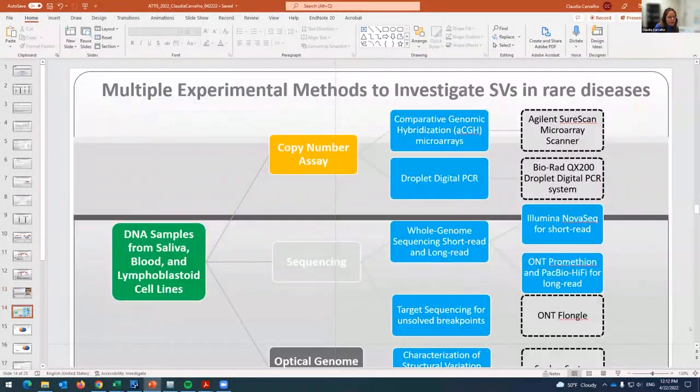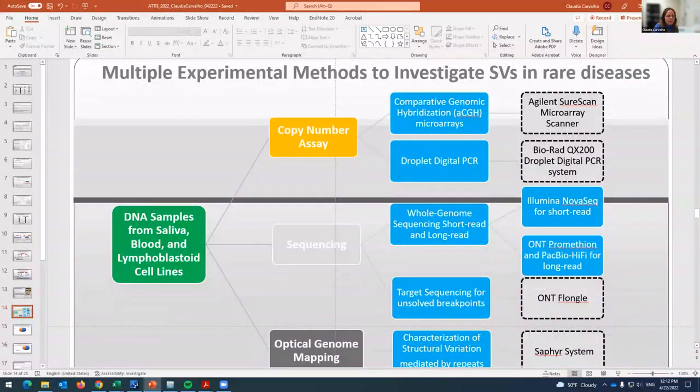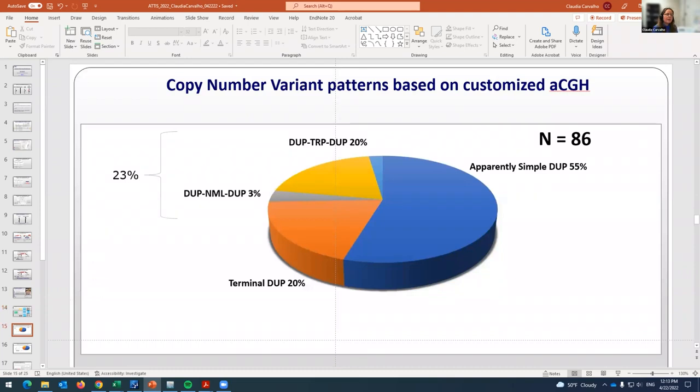To study this cohort and to test our hypothesis, we are applying different assays. We have the copy number assays that we use in our lab, which are customized arrays and droplet digital PCR, sequencing like short reads, long reads, PacBio and nanopore, as well as optical mapping. For all of the patients, we are using all these technologies to study them. This is how our cohort looks right now. This is preliminary data, and we are still doing a lot of the work, but we now have 86 patients that we already collected, and all of them already have customized arrays.